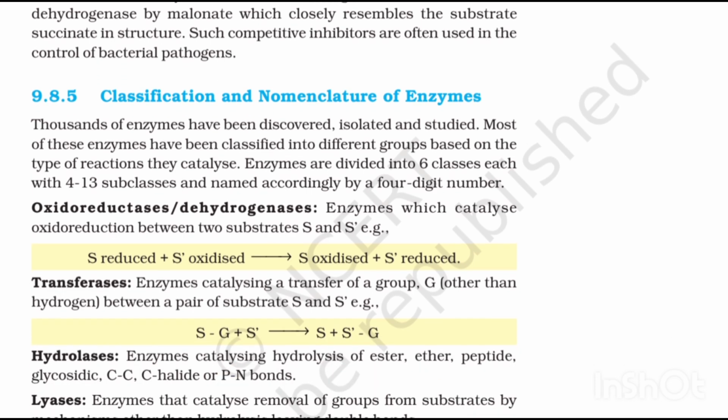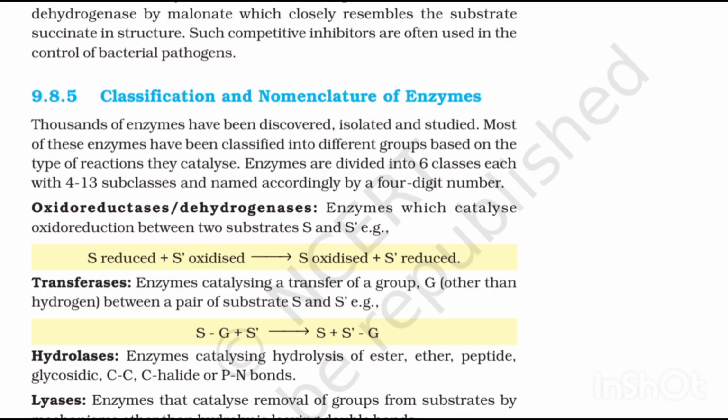Oxidoreductases or dehydrogenases. Enzymes which catalyze oxidoreduction between two substrates S and S dash. Example: S reduced plus S dash oxidized gives S oxidized plus S dash reduced.